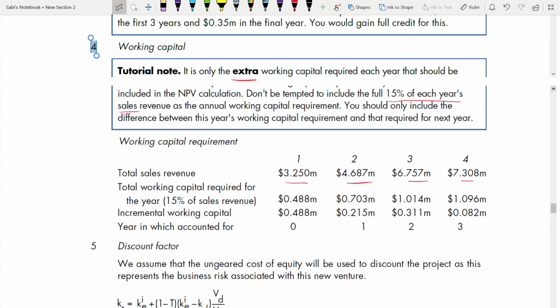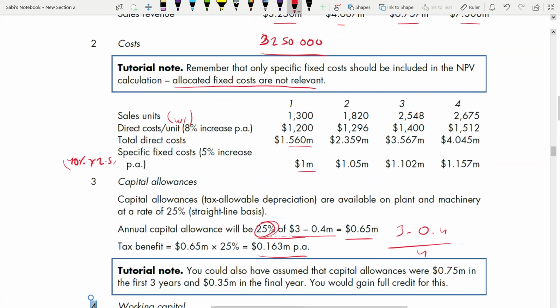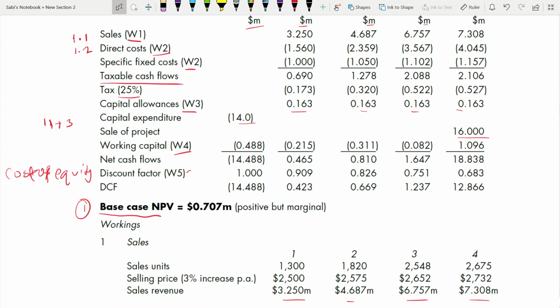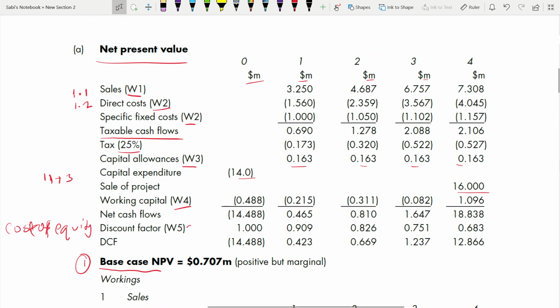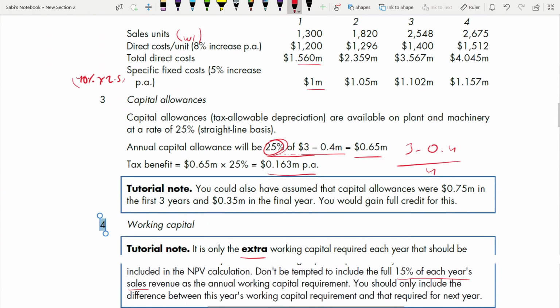So the first year, you can just take 15% of 3250. It will be 0.488. Okay, you have rounded up. So incremental for the first year, it will be 0 only. So that total amount is only the incremental working capital amount. Okay, so if you go and see first year, it will be the table 0.488 only. You are deducting it not from year 1, from year 0. Okay, check the year, because in the fourth year, finally you are releasing it, the working capital.